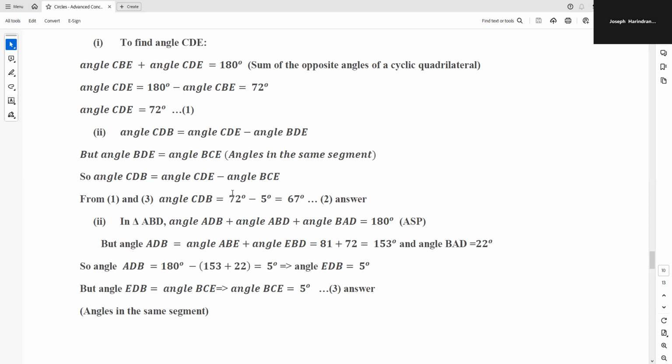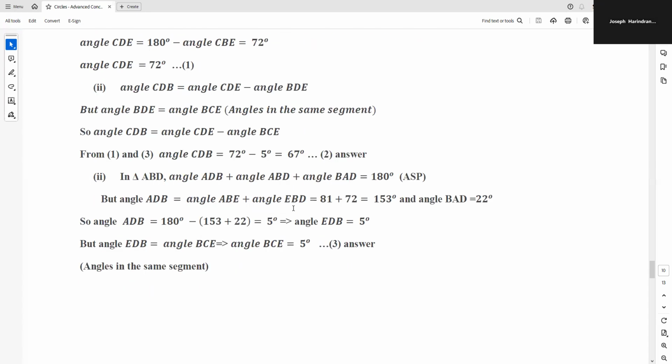Sometimes we have to do a little bit of jumping from one to the other to get the easy solution. Here we get a very easy solution. 72 minus 5 degrees is equal to 67 degrees, and that's the answer for the second subdivision. Seems to be hard, but it has been done in a very neat and smart way.